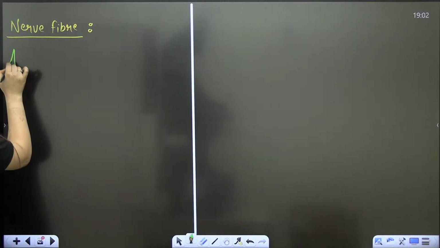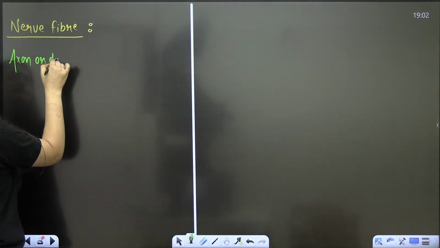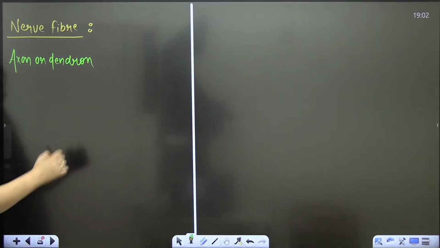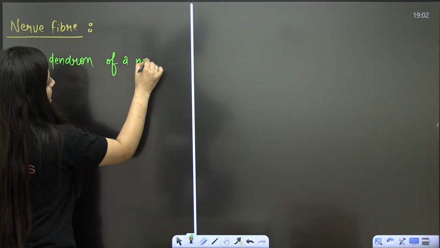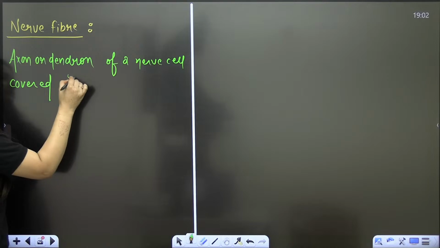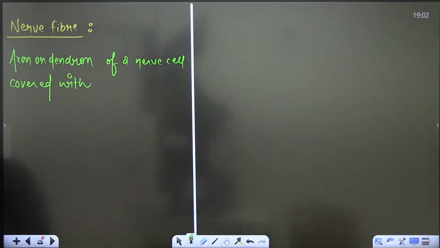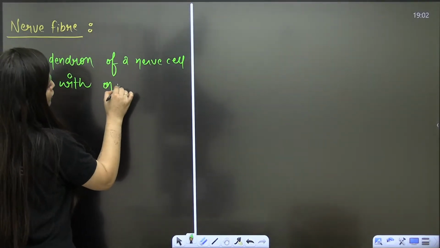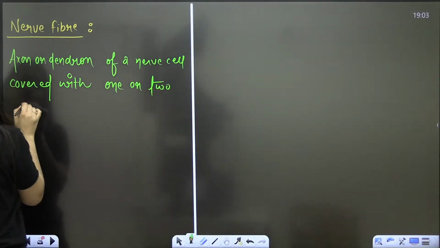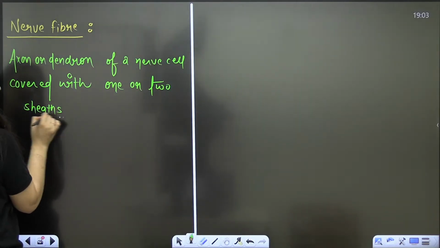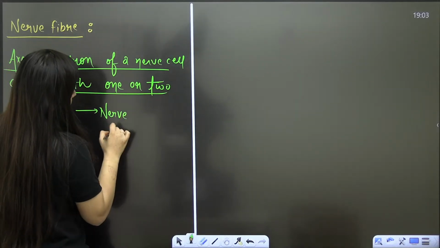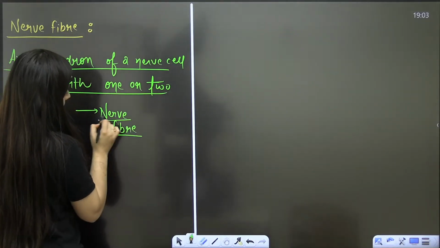See, when the axon or dendron of a nerve cell is covered with one or two sheaths, then we call it a nerve fiber.